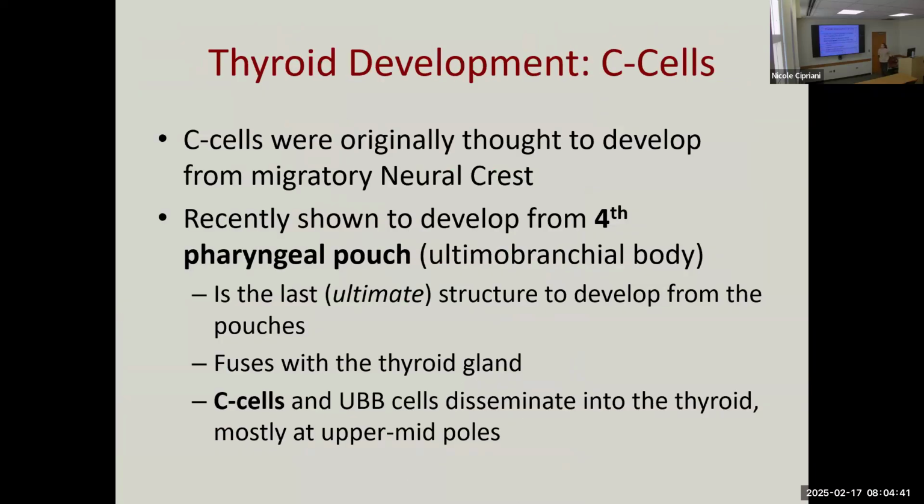C cells were thought to come from neural crest. However, it's been recently shown that they come from the pharyngeal pouch apparatus, which is referred to as the ultimobranchial body because this is the last pouch to develop. The C cells and the ultimobranchial body cells, which are basically squamous cells, and we'll see those later, disseminate into the thyroid and land at the upper poles. So anything that's C cell related, like medullary thyroid carcinoma, is going to happen more in the top part of the gland because of that developmental migration.